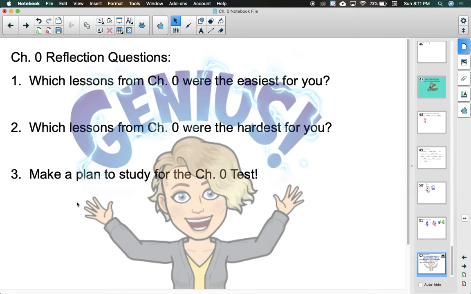So write down some things you will do to help you study, and I'll give you some ideas. You can go back and correct your book work. You can go back and rewatch some lessons. You can make some flashcards for the couple vocab words we've had in chapter 0. You can see me for help in class. You can talk to your friends about how they're learning the material as well. There's lots to do to get ready for that chapter 0 test.